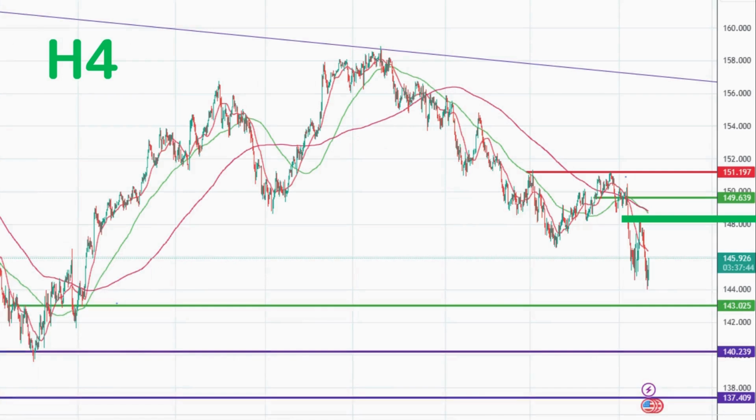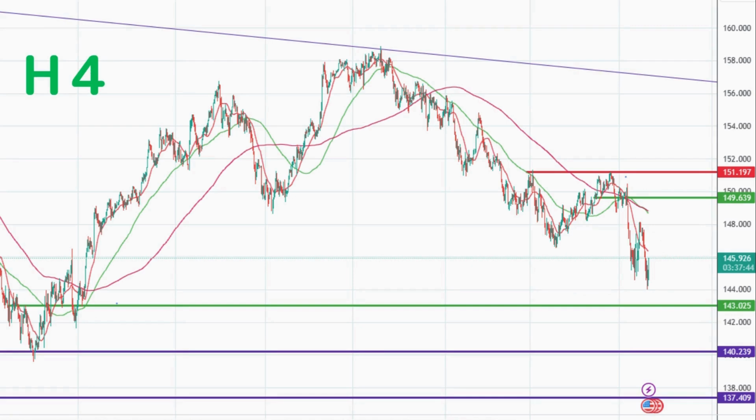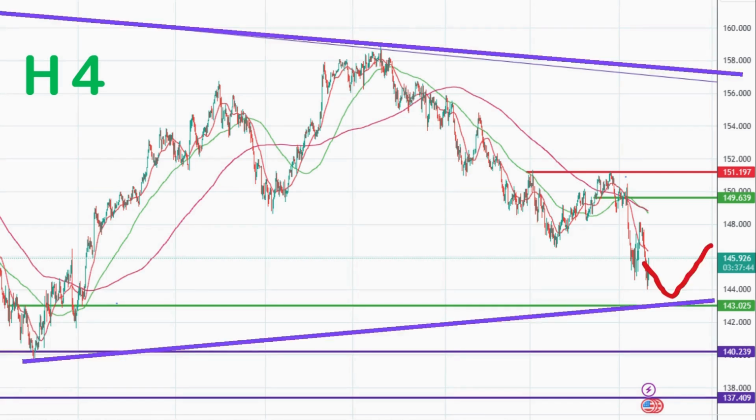Now for next week's scenario, let's first consider the selling perspective. If the price doesn't break this level on the 4-hour chart and a reversal signal occurs on the 15-minute chart, we may look to sell. We can expect the price to fall to this level or this level. Now for the buying scenario, it's recommended to consider buying at lower levels as the price declines. If the price rebounds at this point, we could see a triangle consolidation forming.